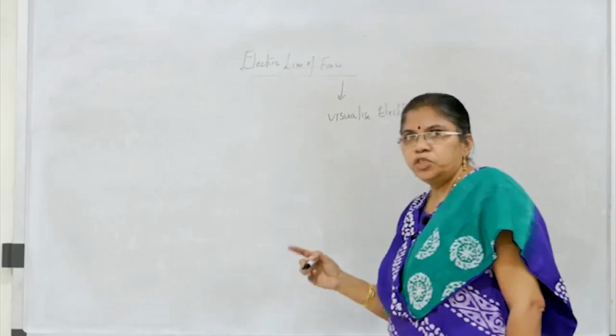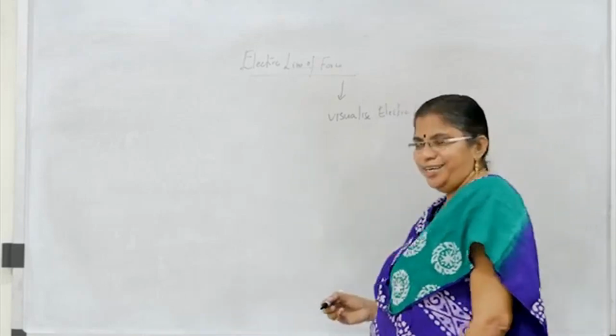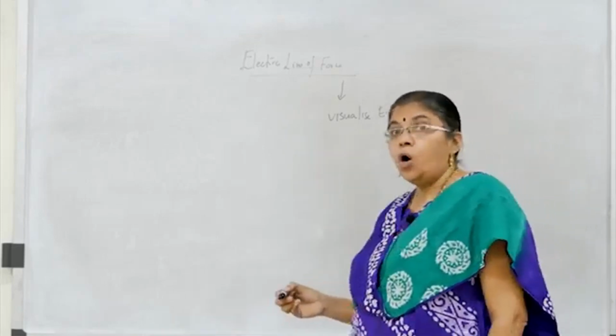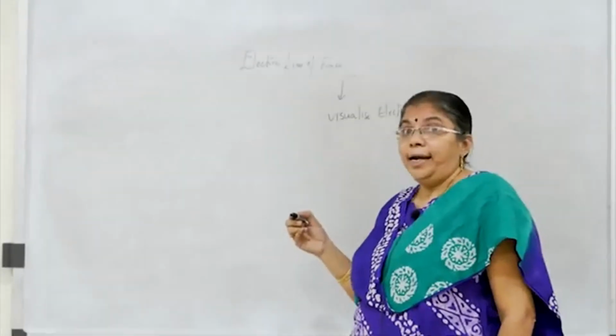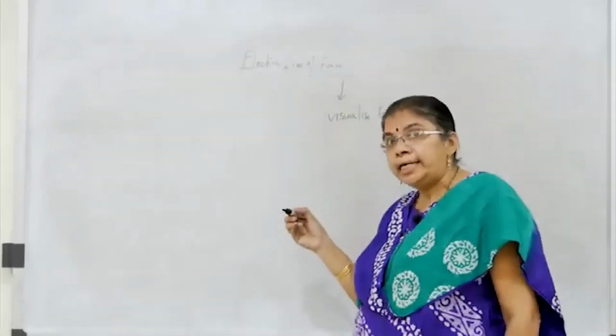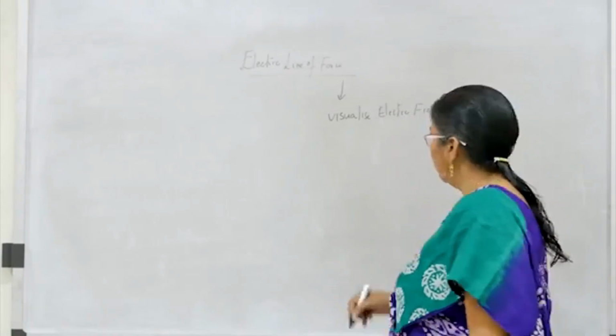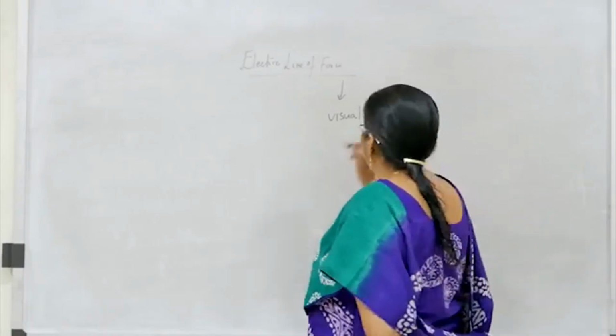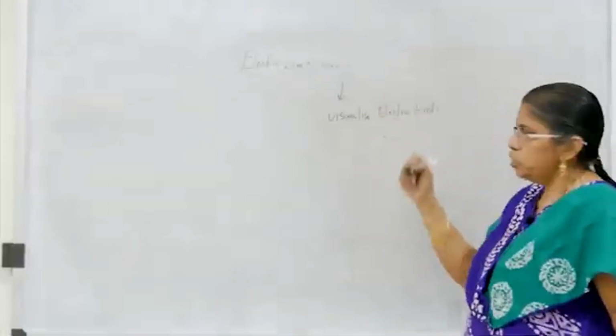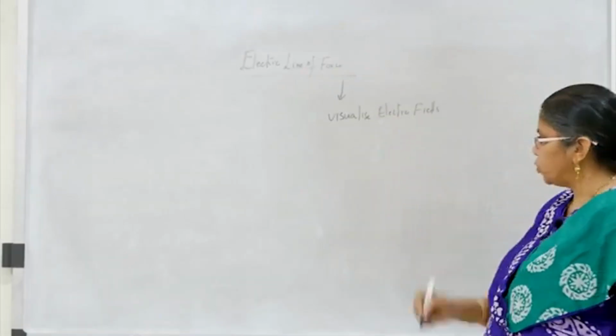So what is the definition for electric line of force? It is an imaginary curve or line drawn in space such that when a tangent is drawn at one particular point on that curve or line, it gives the direction of the electric field. So this is the definition for electric line of force.